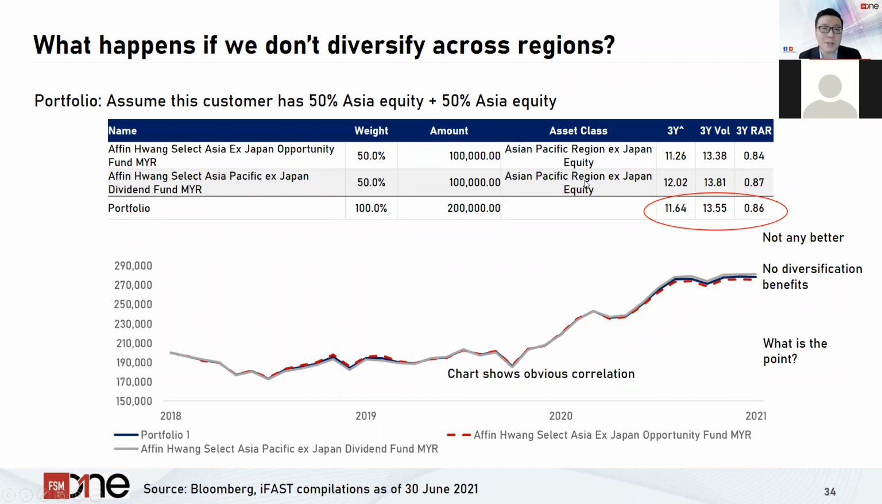In this case, 2 Asian equities, they are managed by the same fund house. So there's no diversification benefit. And if you look at the chart, it is very obvious that there's no diversification benefit. They move very closely to one another. So in short, what's the point of having 2 of the same thing in your portfolio? If you look at a portfolio now and you see 2 very similar assets, there's not much point in having both of them in your portfolio.